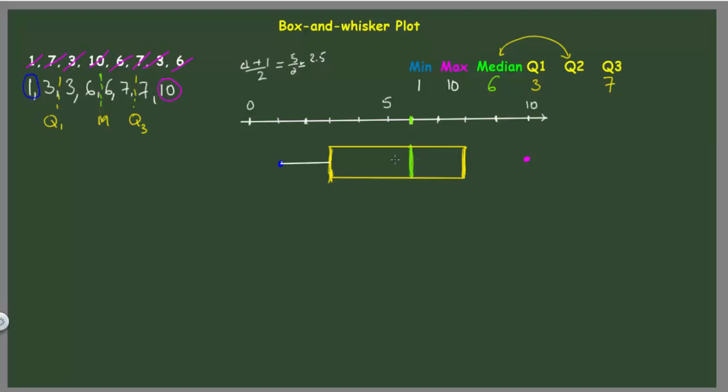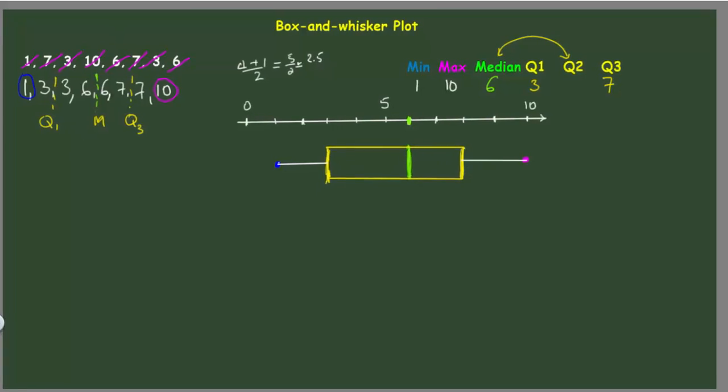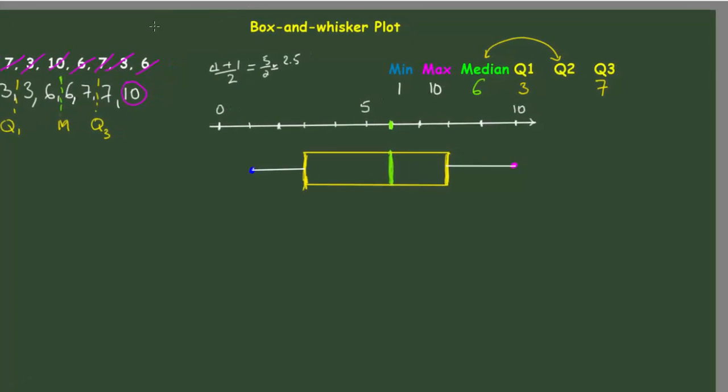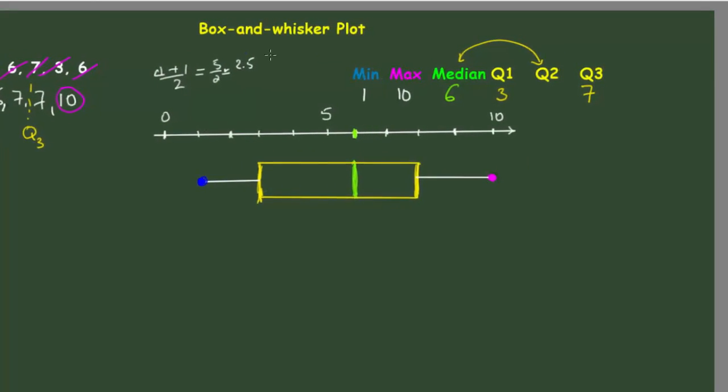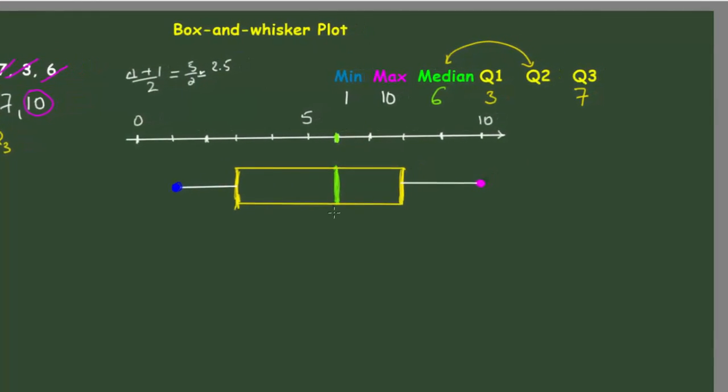Right here and right there, and this is our box here, and the whiskers on both sides. All right, and this is how you can represent a box and whisker plot with the median in the middle.